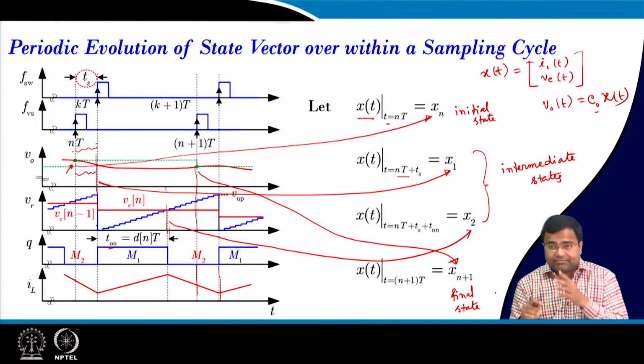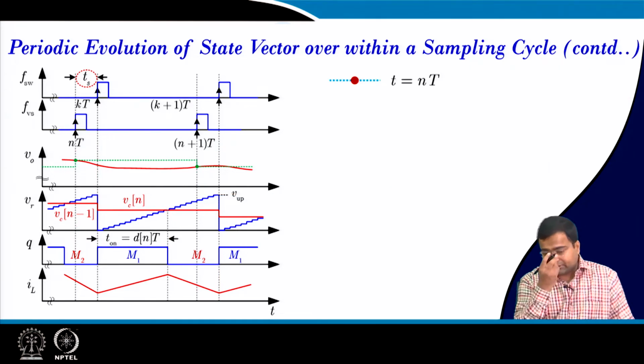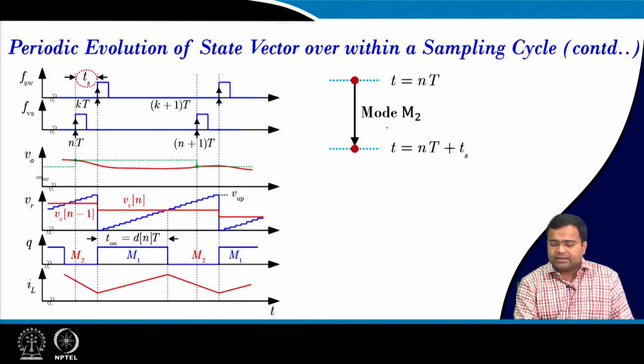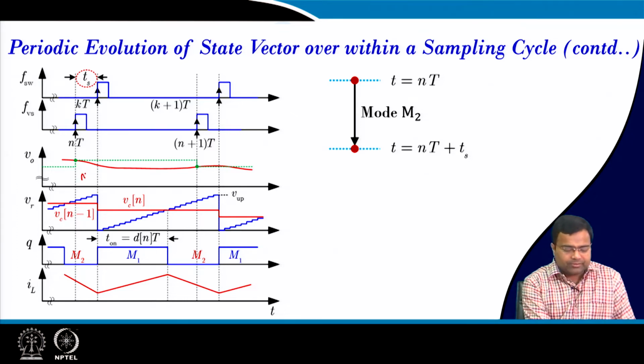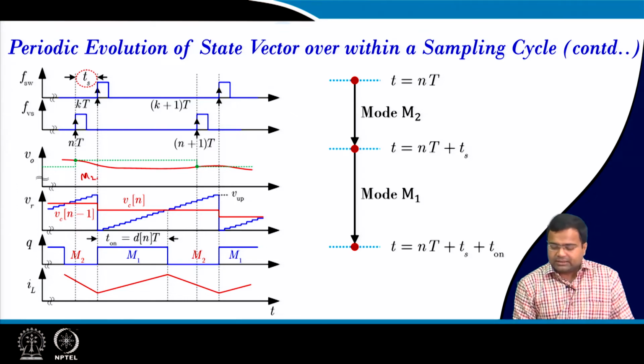We want to write the final state in terms of the initial state, and we want to substitute the intermediate state. How to start? Let us start at t equal to nT, then it will undergo mode 2. So, this is my mode 2. The duration of mode 2 is Ts. Then mode 1, what is the duration?